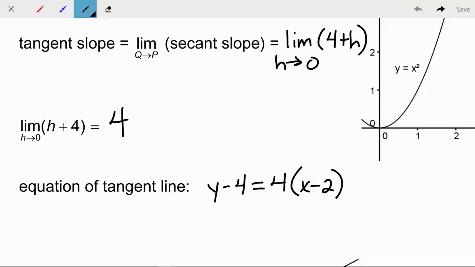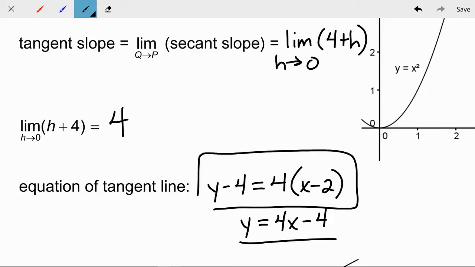If you were to take this equation and rewrite it, you could rewrite this as y is equal to 4x, let's see, minus 8 plus 4. You could write it like that, but now when I write it this way, I no longer have reference to that point of tangency. So like I said, I would prefer that you write it in this form and get in that habit.